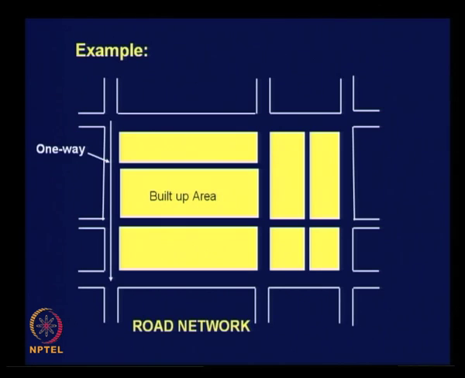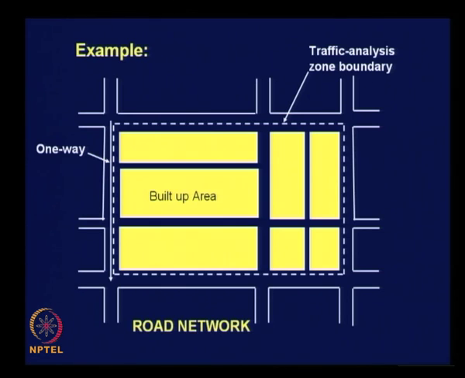Let us consider a small example to understand the concept much better. This is a small portion of an urban area, heavily built up urban area, and we are trying to convert the roads involved in this area in the form of coded network, right. Let us say this is the traffic analysis zone boundary, the dotted line indicates the zone boundary, isn't it? That is how you can fix the boundary obviously, right.